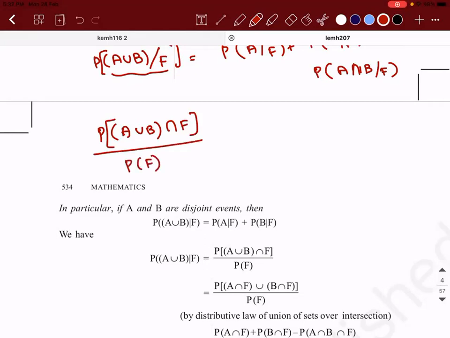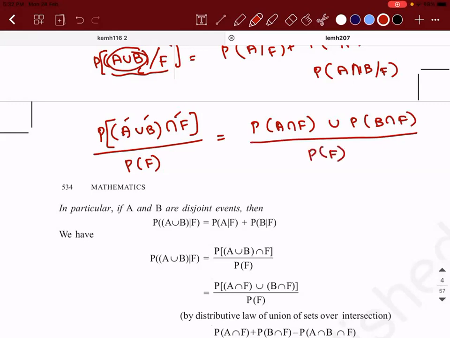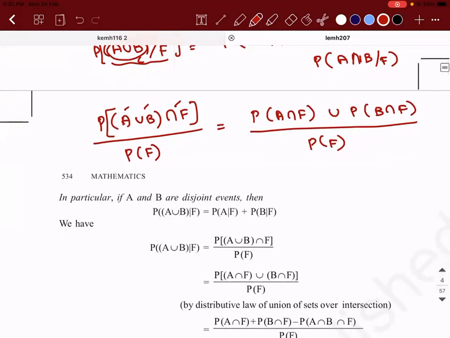Did you understand what I wrote here? Are you clear with what I wrote here? So A union B, if I call it C, how will you write probability of C given F? You'll write it as probability of C intersection F divided by probability of F. This will be equal to how much? A union B intersection F is how much? If you use the distributive law, then you will get P of A intersection F union B intersection F, the whole divided by P of F. Right. So from this, we need to subtract something. Minus.